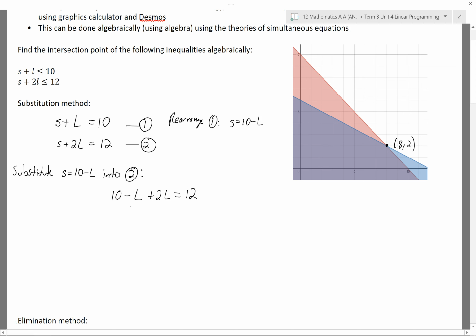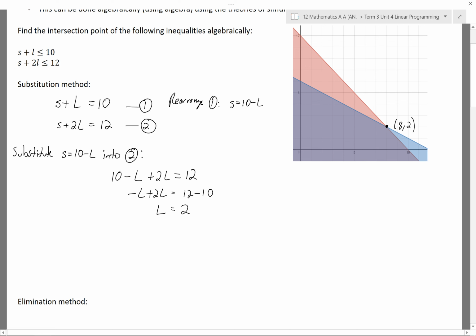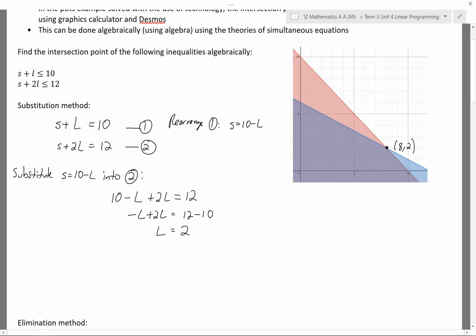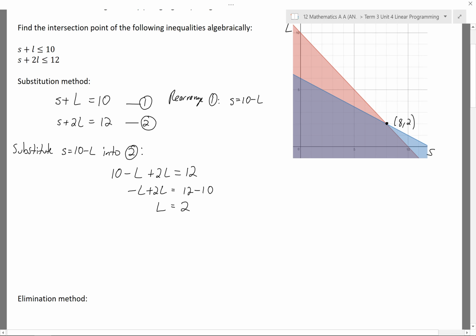So I can bring the 10 to the other side. Minus L plus 2L equals 12 minus 10. Minus 1 plus 2 is really 1, so this is just L, and L equals 2. So I found my L coordinate, or I think in this case it's my X coordinate. Correction, my Y coordinate. I've drawn it for large and small. I need to be able to find the S as well.